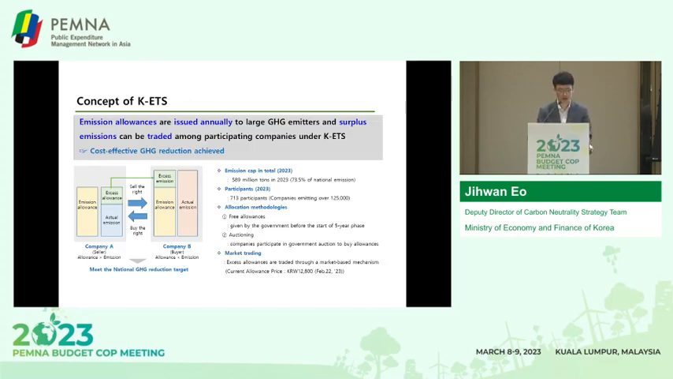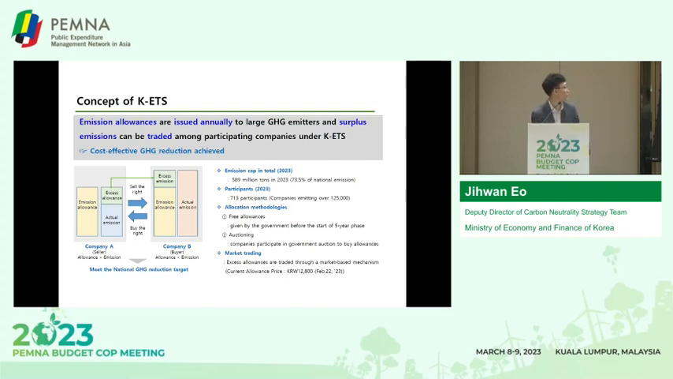As you might already know, ETS is an institution in which the emission allowances are issued to the large emitters, and then surplus emissions can be traded among the participants. For example, in this diagram, company A actually emits less than the provided allowances. So the company can sell the excess allowances to the other companies. In contrast, company B emits more than provided allowances, so it needs to buy the allowances in same amount of its excess emission.